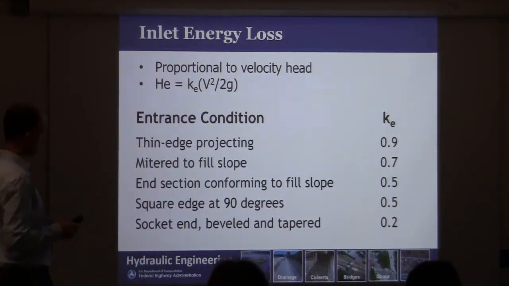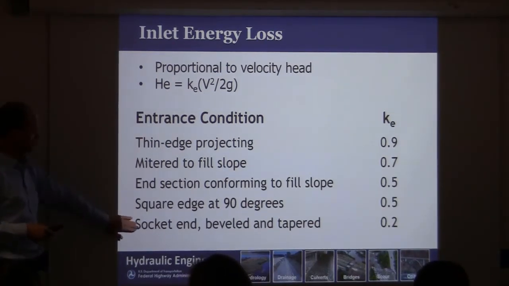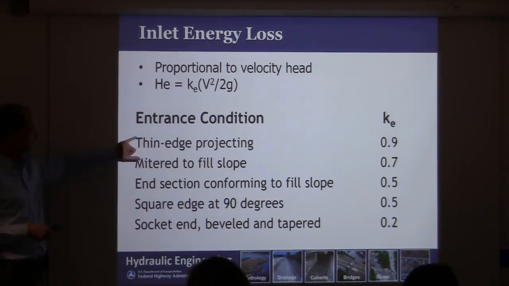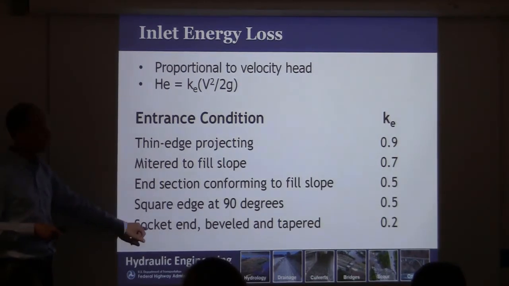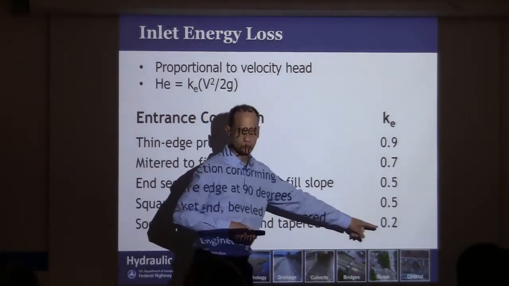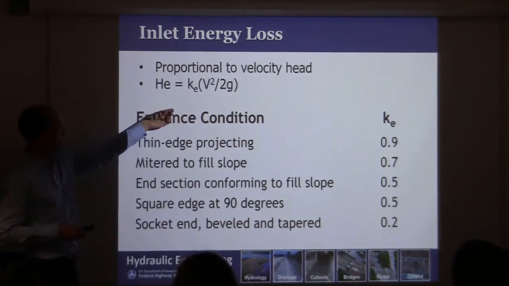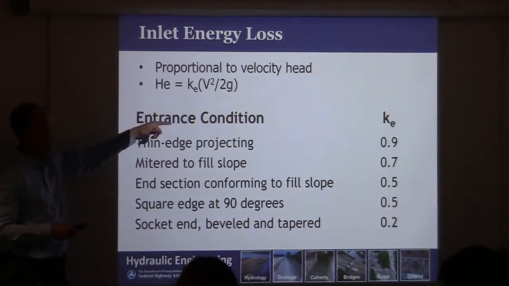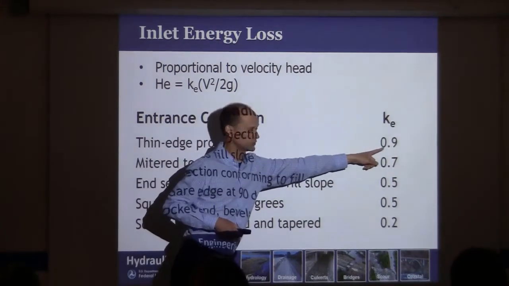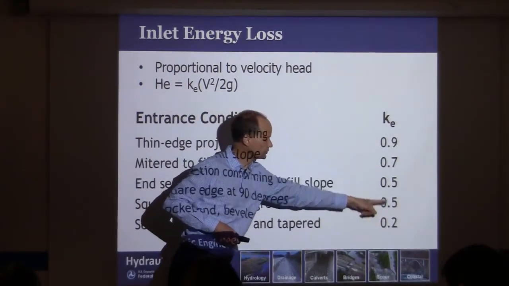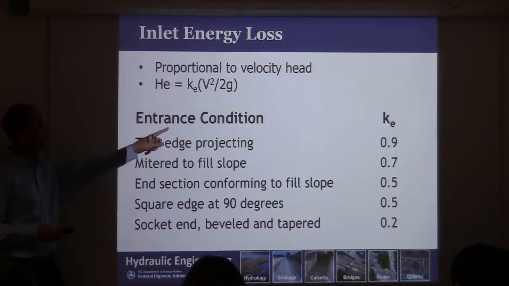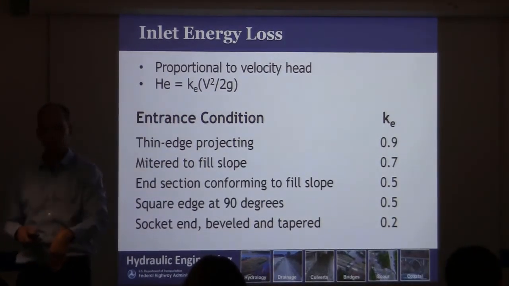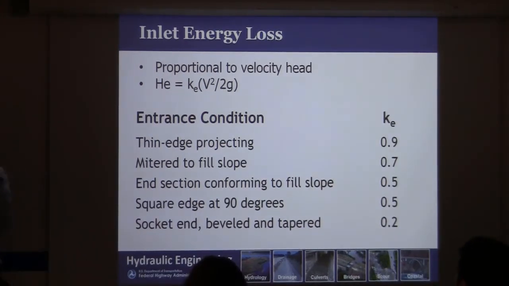So which is more efficient? Thin edge projecting or maybe that bell end on your concrete pipe? Which one's more efficient? The socket end. Why? K sub e is 0.2. If I take 0.2 times my velocity head, I end up with a head loss that's less than a full velocity head. So this one has less energy loss than this one. This one is more hydraulically efficient. So as the K sub e value goes down, your hydraulic efficiency goes up because your energy losses at the entrance are less.